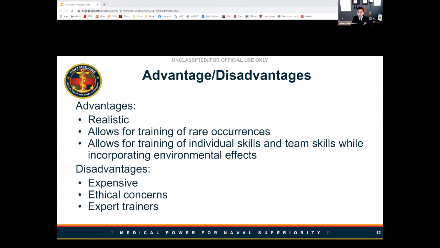Disadvantages: they are expensive. It's not just the upfront cost of buying the equipment, but obviously you have to purchase a new cadaver every single time. There are always ethical concerns with using cadavers, and they require expert trainers that can run the scenarios as realistically as possible. That's why the Navy employs people like myself who've deployed to train the next group to go.